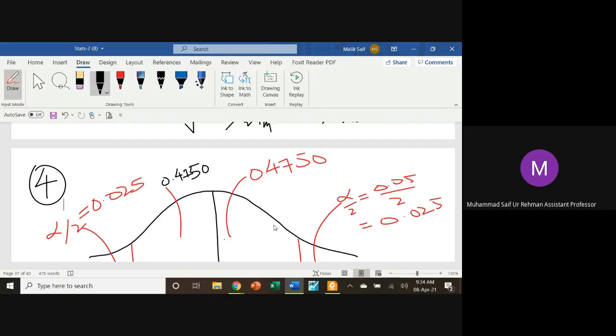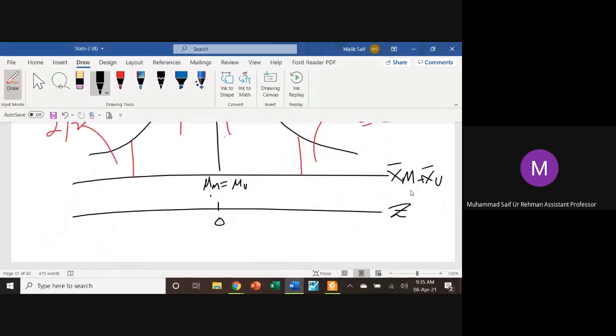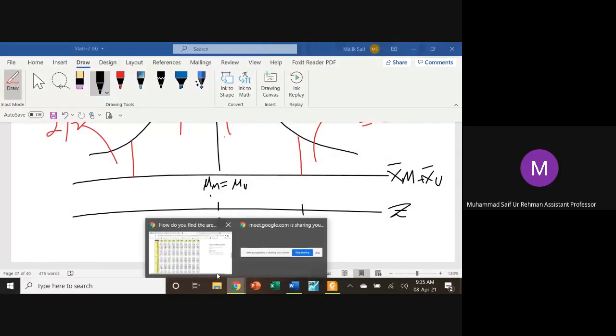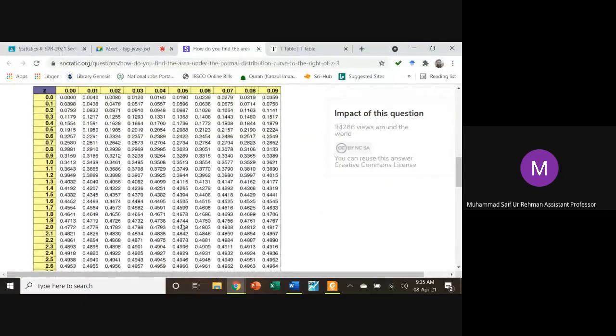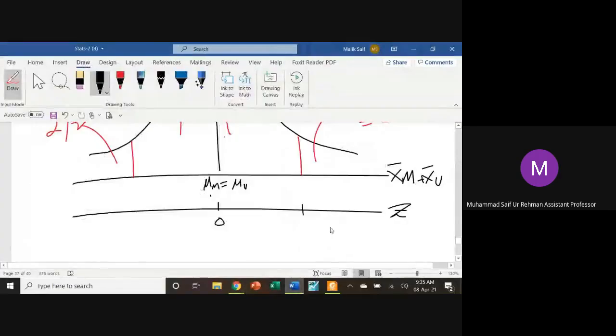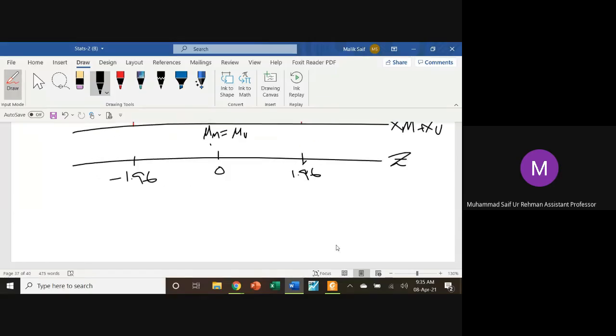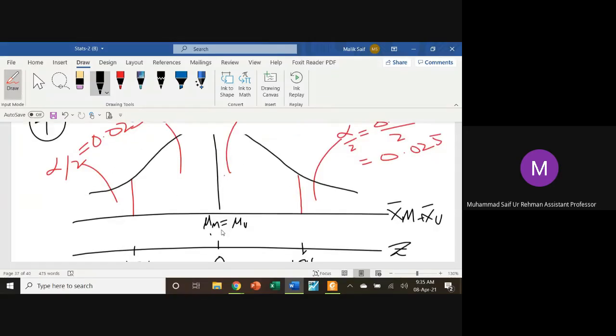So what is the z value against this value from the table? 0.4750. This is the value. So against this, 1.96 is the z value. So 1.96 you will write down over here, and minus 1.96 you will write down over here. Okay. So now you will give the statement; I may write down that statement over here, no problem.